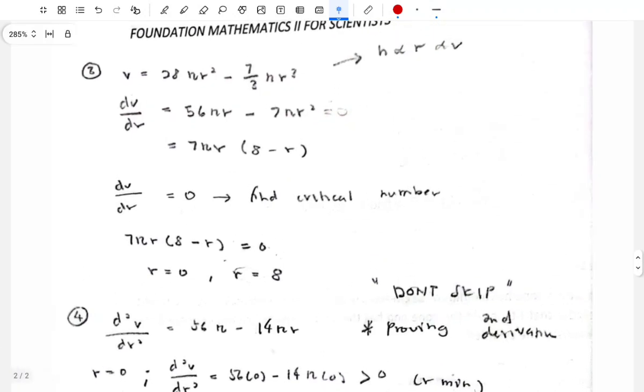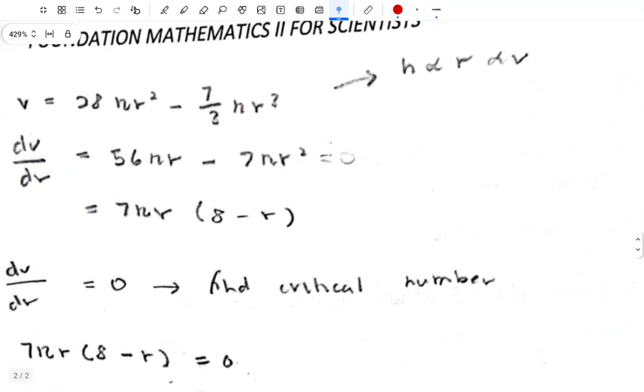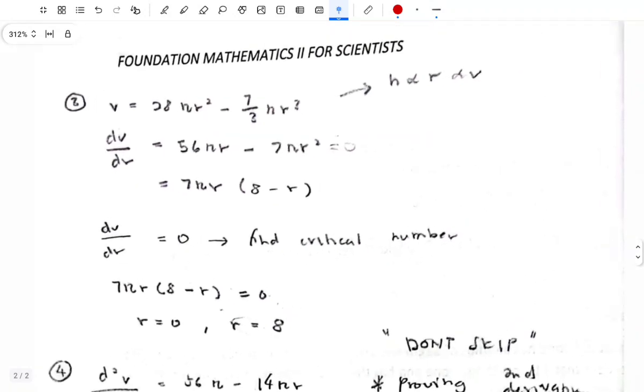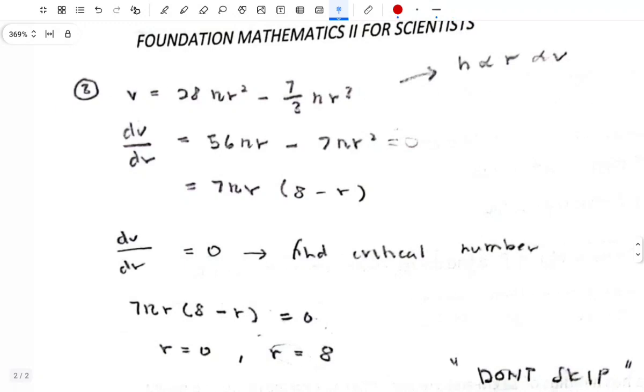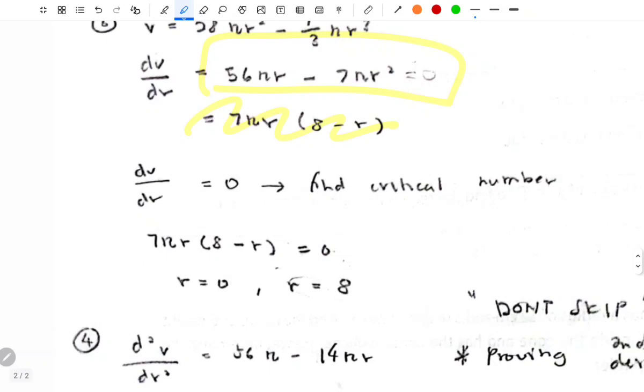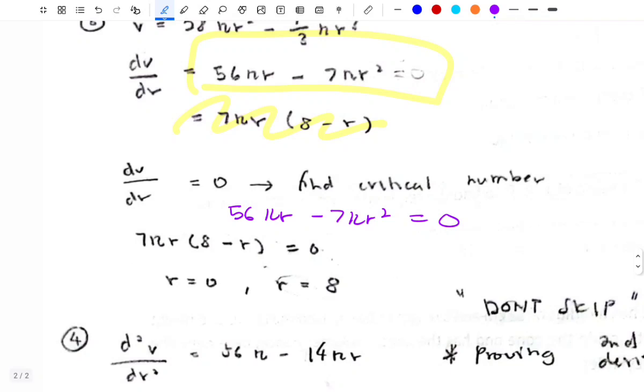Okay, so if I'm not mistaken, for this one I factorize. But actually, you don't need to factorize, to be honest. You can just leave it like this. And then this one, you just bring it here, minus 7 pi r squared equal to 0. Okay, now when you set it to 0 like this, you will get these two answers.